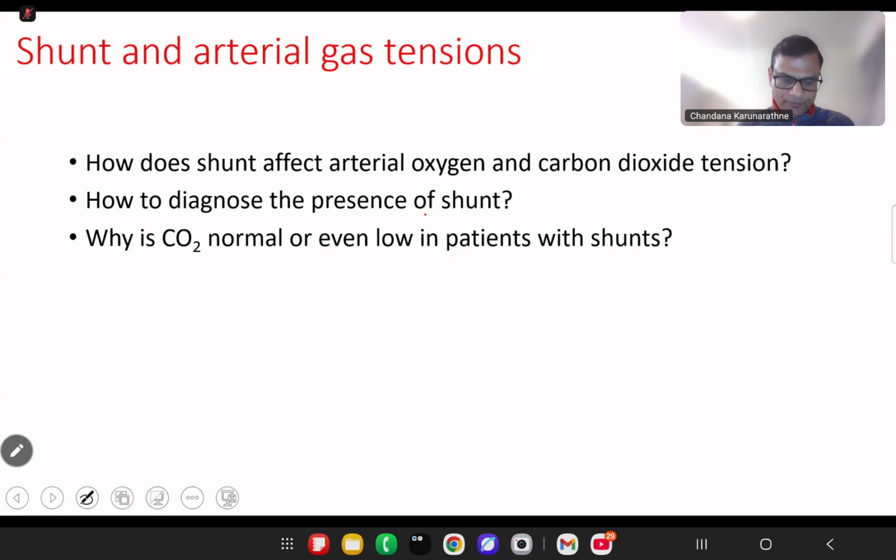Diagnose physiologically? Anyone? You must have seen this one. You give 100% oxygen. You get a blood gas breathing room air, and then you give 100% oxygen and do a blood gas when the patient has been on 100% oxygen for some time. And then you look at the blood gases. What would you see if you have a shunt?